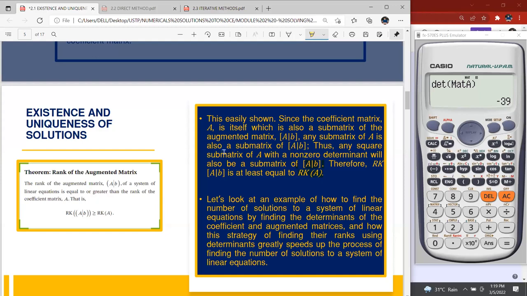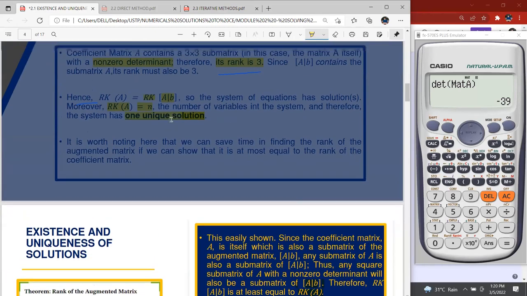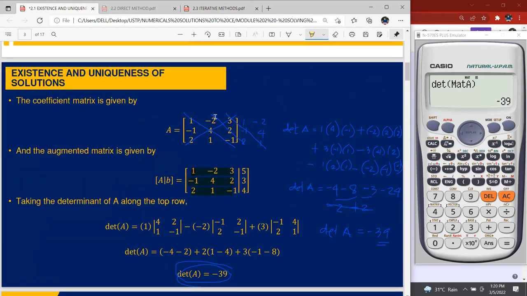So, the theorem: the rank of the augmented matrix B of a system of linear equations is equal to or greater than the rank of the coefficient matrix. So what is the case? If the determinant of your coefficient matrix is zero, you take another square submatrix, which is the 2 by 2. If the determinant of that is not zero, then the rank is 2.